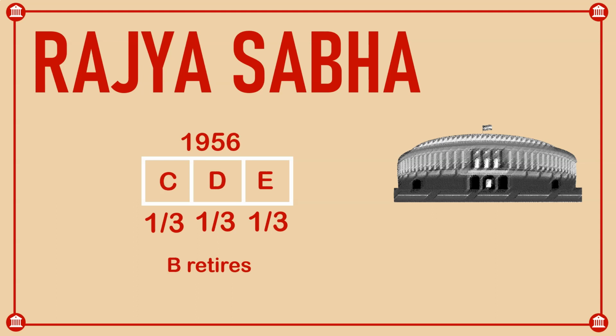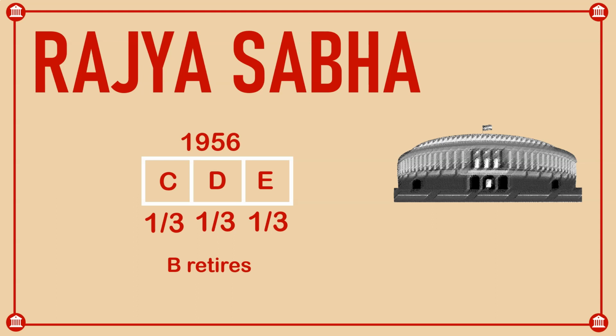Now fast forward 2 years, in 1956, now B retires, so another 1/3 of the population retires, and now we have a new group E, which comprises a new 1/3. So C, D, and E. B also retired. So the first Rajya Sabha session was in 1952. That means A served for 2 years, and B served for 4 years. So these two groups weren't able to serve their entire 6-year tenure. But starting from C, all the members will be able to serve their 6-year tenure.